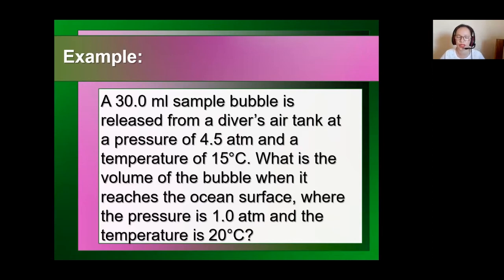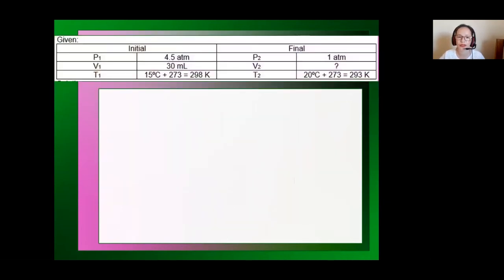In the combined gas law, you have to check pressure, volume, and temperature. By analyzing the given, we have an initial pressure of 4.5 atmospheres, a volume of 30, and a temperature of 298 Kelvin. At the surface, the final pressure is 1 atmosphere and the temperature is 293 Kelvin. What is the final volume of the gas?